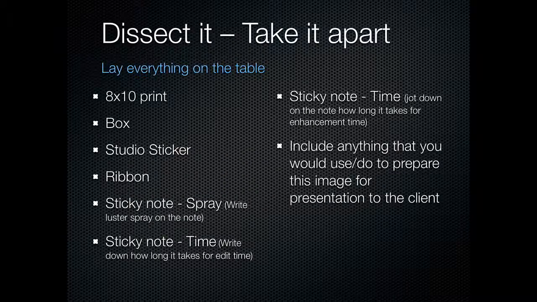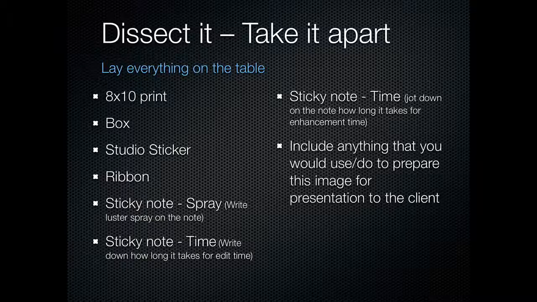So what do we want to do? We want to lay everything out on a table. So for instance, for an 8 by 10, you want to put out the actual 8 by 10 image. If you present it to your client in a box, you're going to have a box. If you put a studio sticker on it, you're going to want to have that. Ribbons, bows. If you don't have an actual physical item to attach or to lay out on your table, take a sticky note and write down what that thing is. So for like luster spray or something like that, you're going to want to take a sticky note and write the word spray on it.